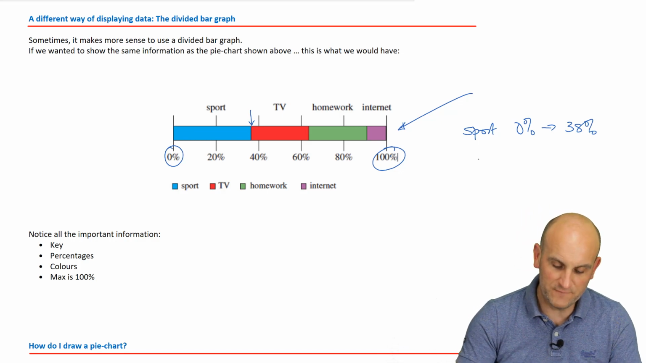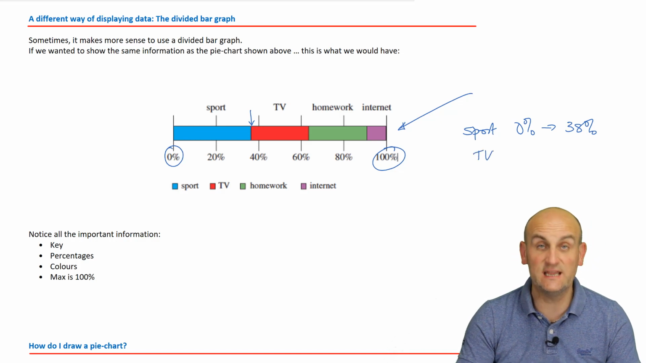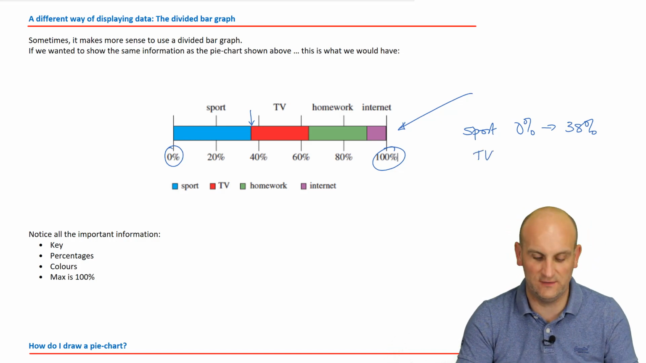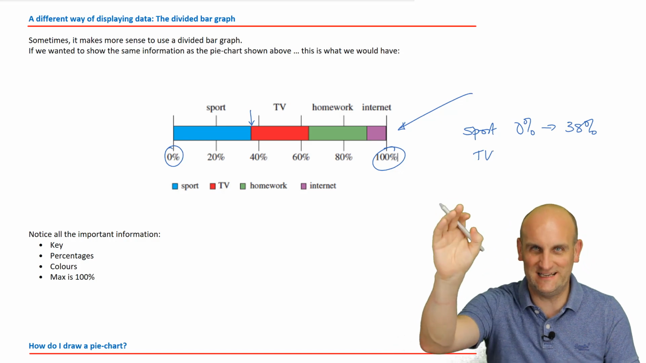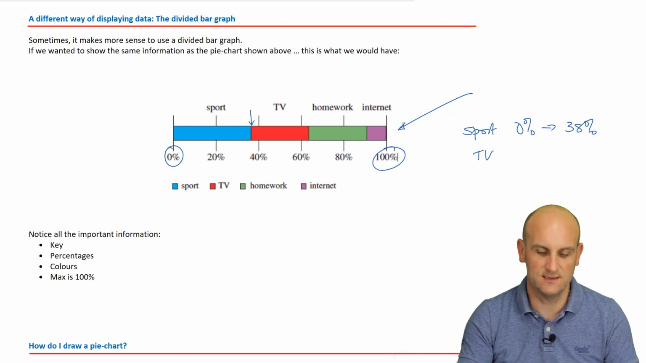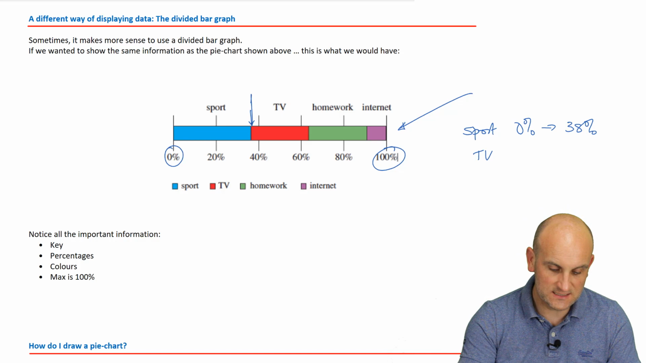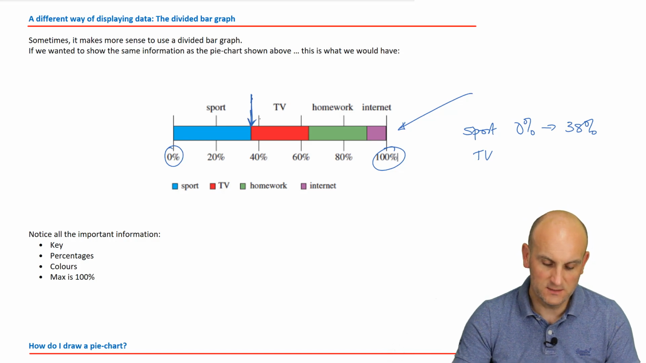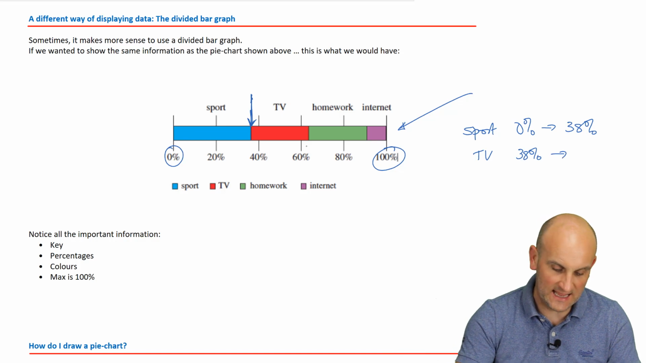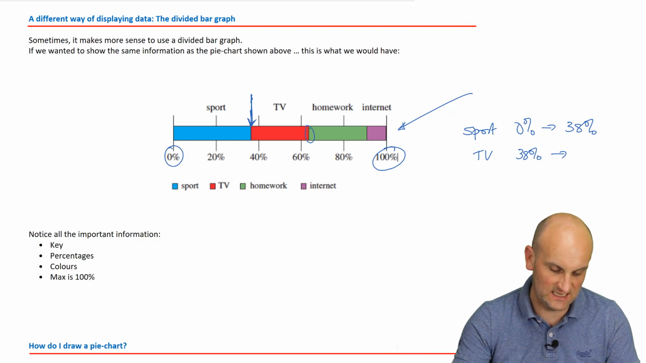And a lot of people get very confused now with TV, because I say to them, well, what percentage of people did TV? And they go, oh, I know, it's 63. No, it isn't. It can't be 63, because TV starts here. So TV starts at 38% and it ends at about, let's say, 62%.